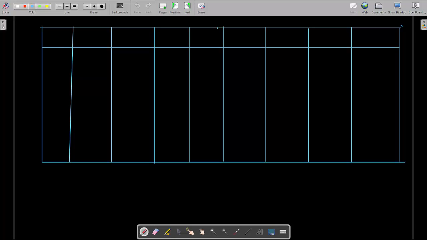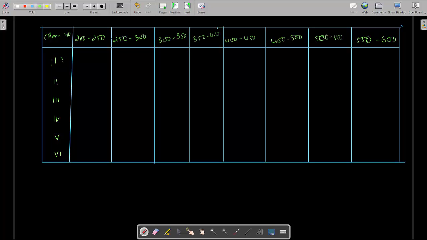So here we're just going to write down column number. Let me just use different ink. This is column number. So we have column 1, column 2, column 3, 4, 5, and 6. Now here, the first one is 200 to 250, right? So you have to write down here 200 to 250, 250 to 300, 300 to. So you have to write down all the class intervals here.